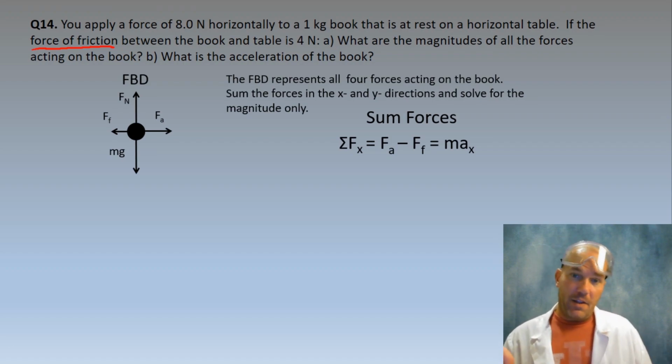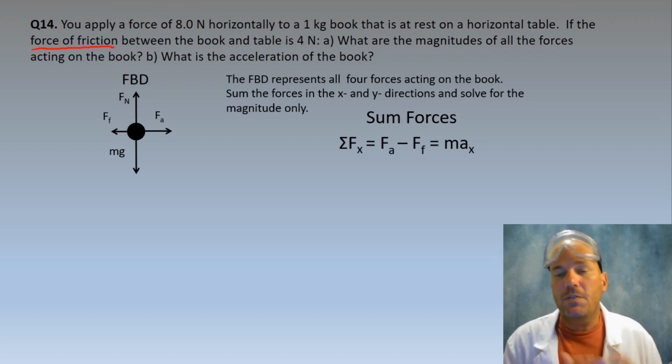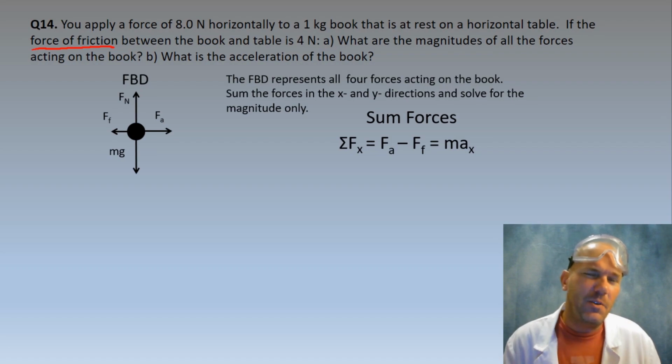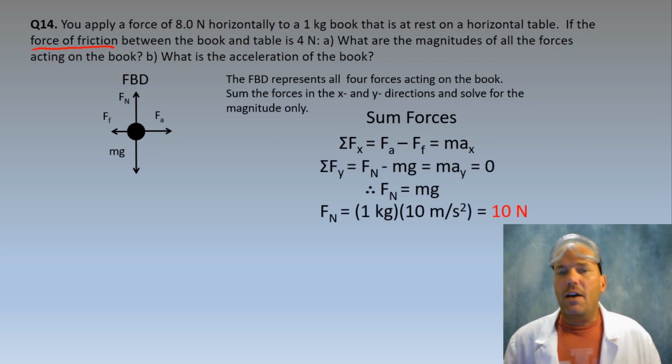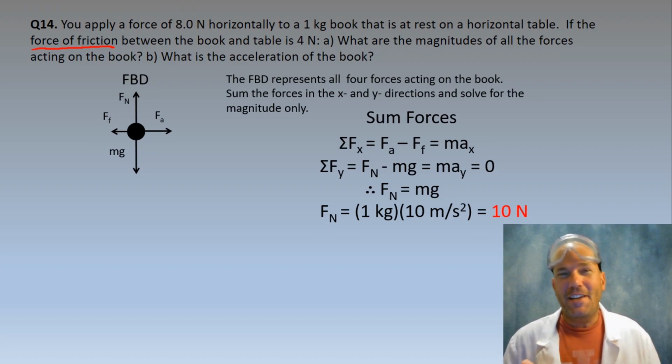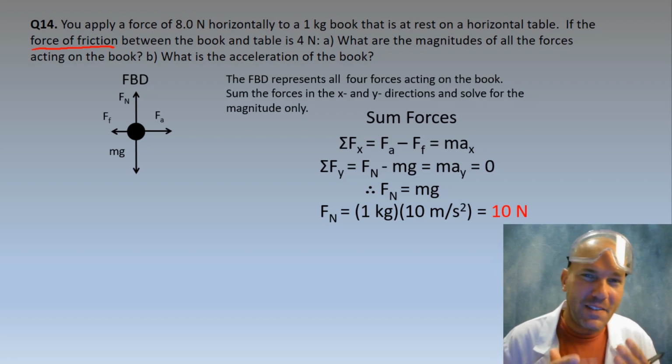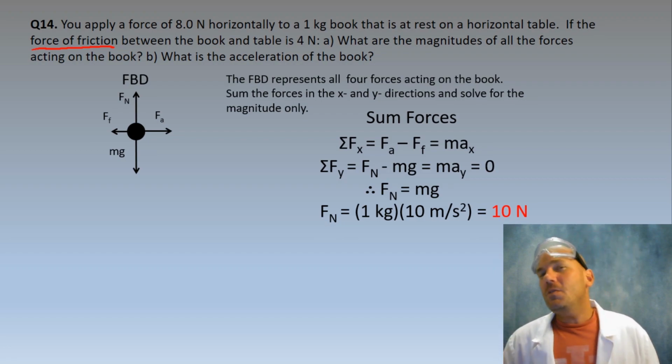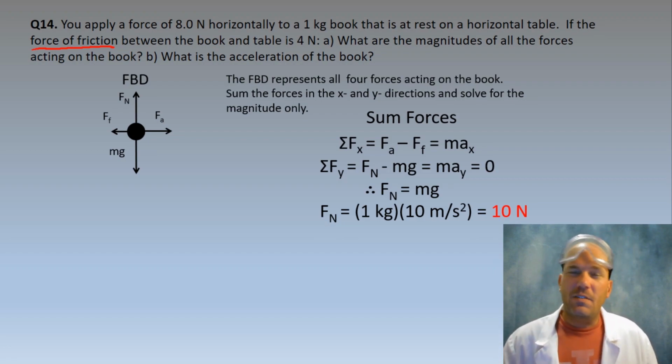right positive, left negative, we have force applied minus force of friction equals mass times the acceleration in the x. Now, if we look at the forces vertically, we have, and we call up positive, down negative, we have force normal minus mass times gravity is equal to mass times the acceleration vertically.